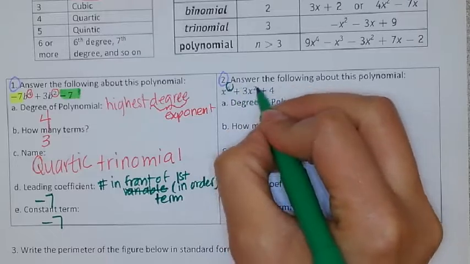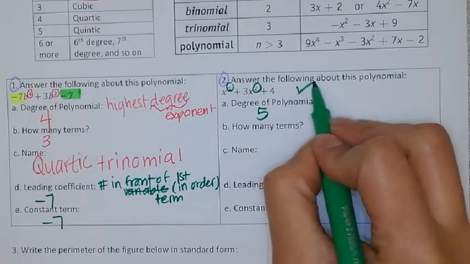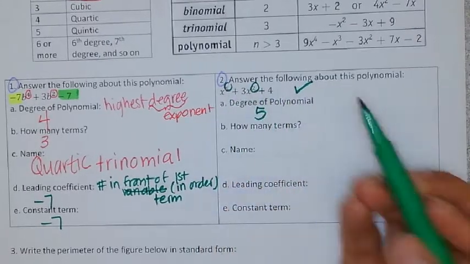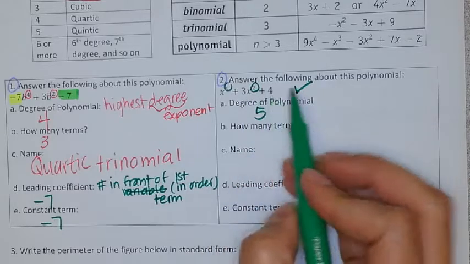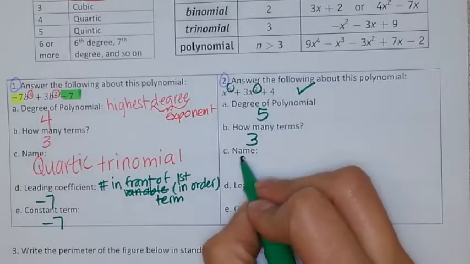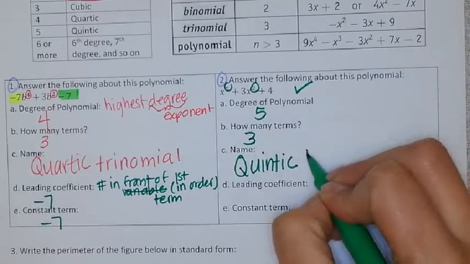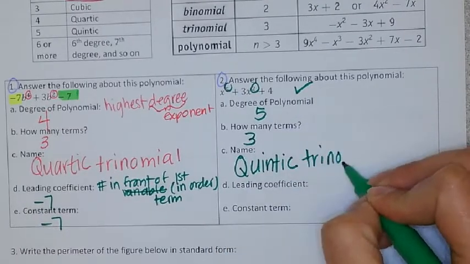This one would be 5, the degree of a polynomial. It is in good order, 5 and then 2 and then nothing, so it's in correct order of degree. Terms 1, 2, 3. The name, this would be quintic because it's degree 5. And trinomial because it has 3 terms.